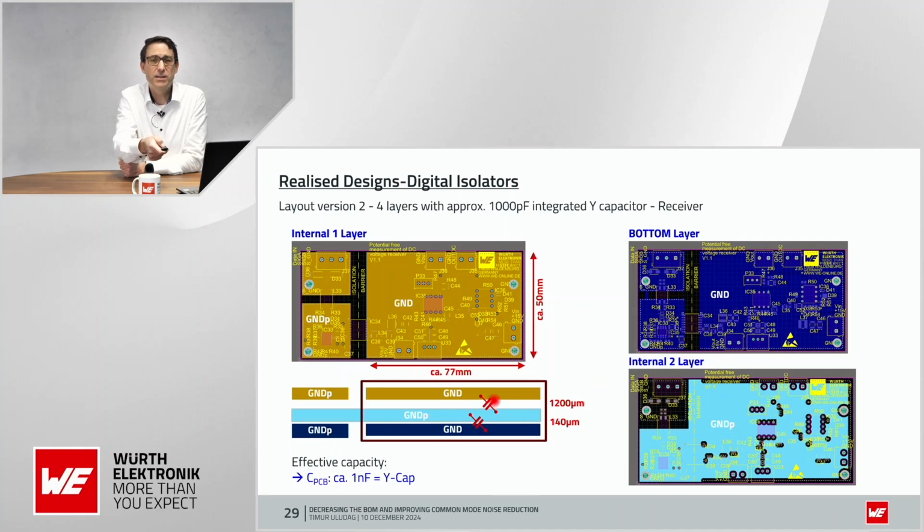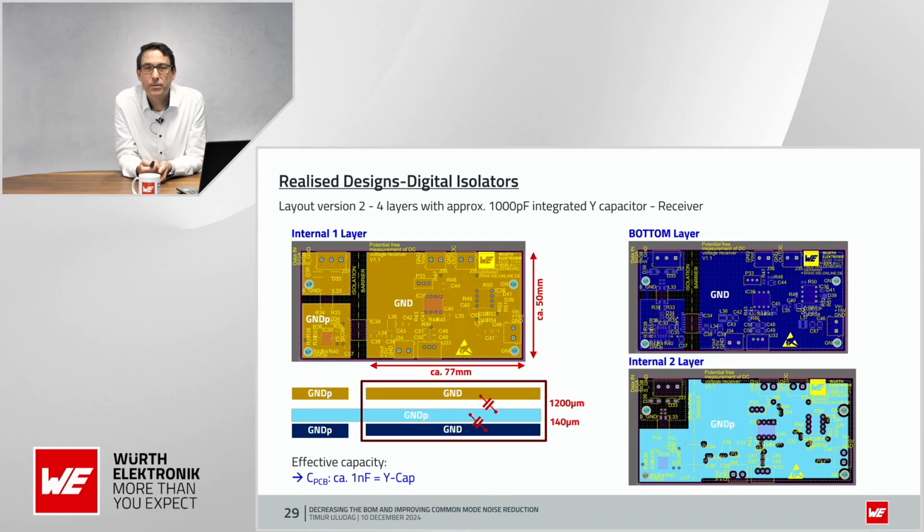And as you can see, between ground and ground primary side, we have the first capacitance, and between ground primary side and ground here, so our bottom layer, you have the second one. The second one here is taking more into account because here we have less difference, so we have more capacitance.